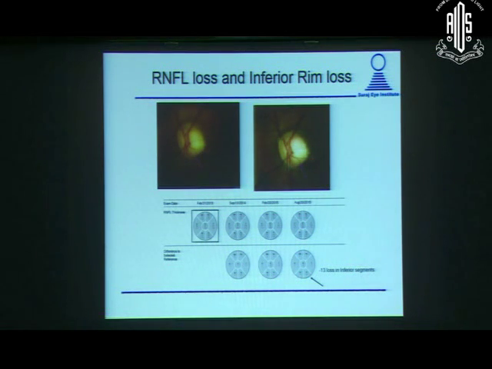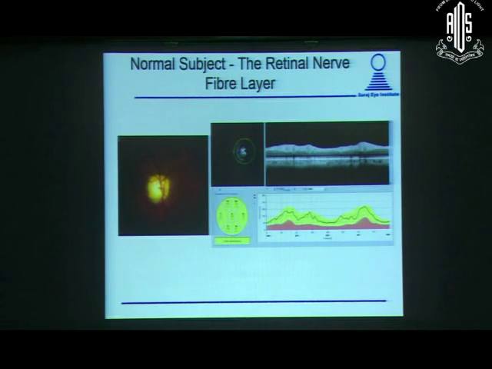So again, if we had just seen this patient off very quickly and not compared the photographs, then we wouldn't have been alerted to the fact that there is optic disc damage going on. In a normal subject, this is the retinal nerve fiber layer. This is the ring, about 3.4 or 3.5 millimeter ring, around the optic disc.